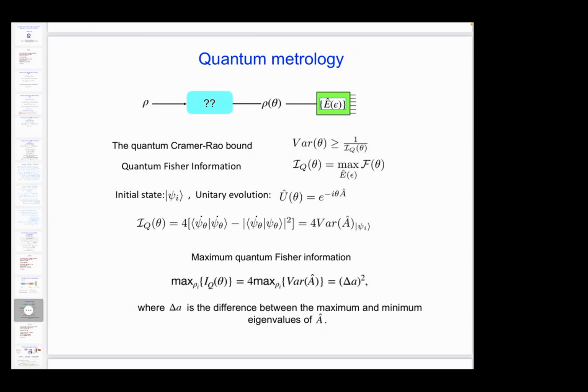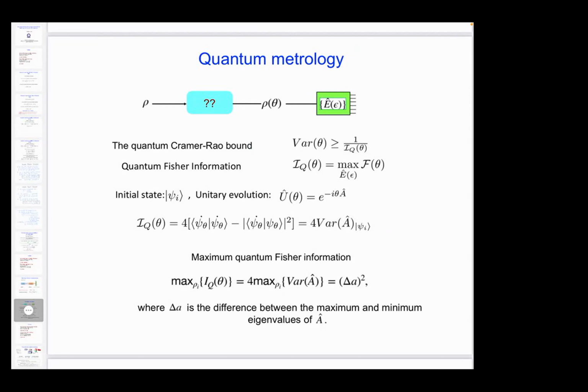Now how is quantum Fisher information different from the classical Fisher information? Quantum Fisher information is maximized, or optimized, over all POVMs. These E_epsilon are the different POVM elements corresponding to different outcomes. So this is an optimization, a maximization, and this is how the quantum Fisher information differs from the classical Fisher information. If you write the initial pure state as psi_I, and your unitary encoding is exponential of minus i theta A, where A is the generator of your encoding.